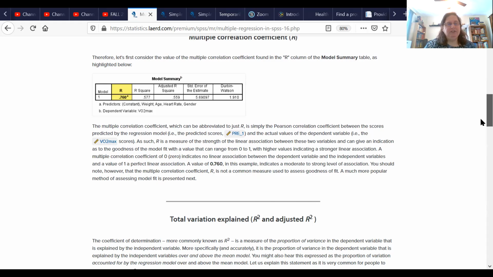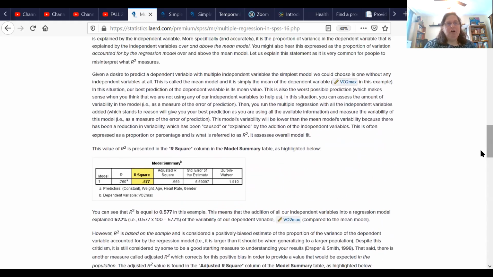Okay. Now let's look at R squared and adjusted R squared. R squared 0.577, which would mean 57.7% of the variance accounted for. However, this is just for the sample, not for the population. So there's something that we do called an adjusted R squared, which is supposed to be for the population, and it adjusts downward a little bit. This is considered to be positively biased or inflated, right? So this just adjusts it down a little bit. So now we're down to 55.9% of the variance accounted for.